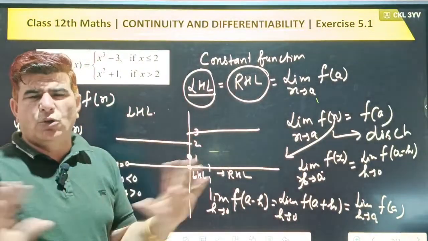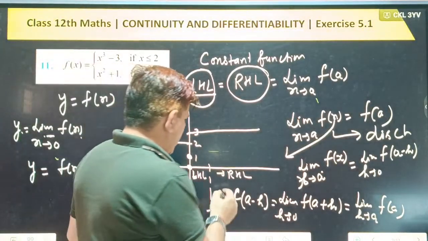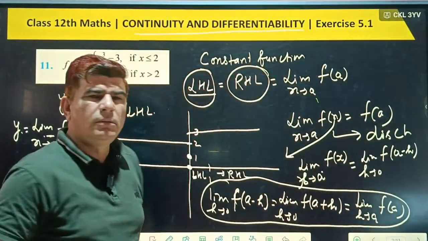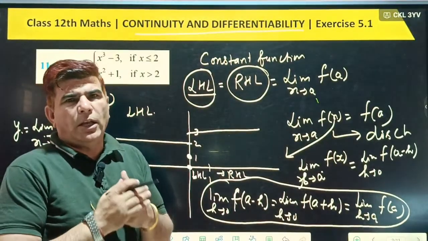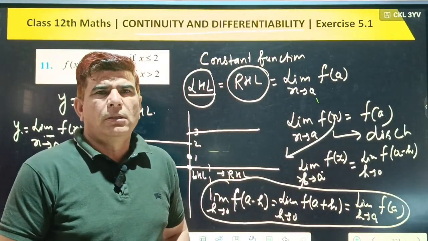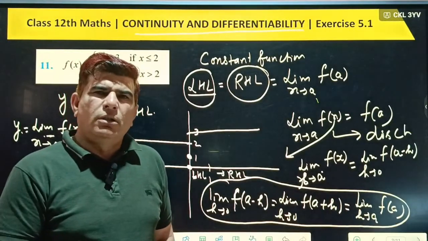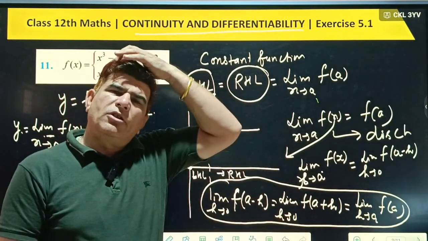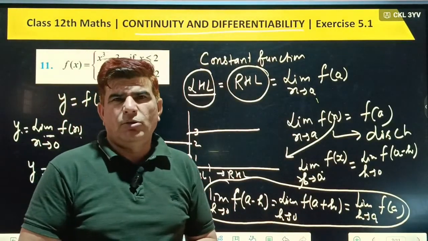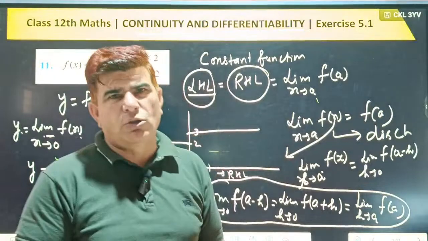I think the teacher told you all about this. And the condition is this: all these are equal. If any one of these is not equal to the others, it means the function is not continuous. If it is not continuous, it is discontinuous. Understood? And what is this type of discontinuity? Removable discontinuity.